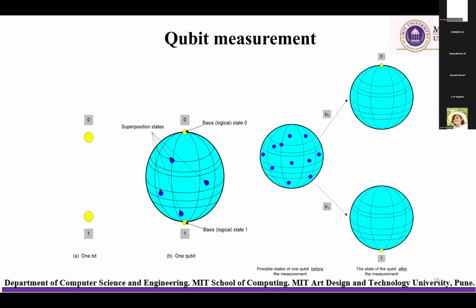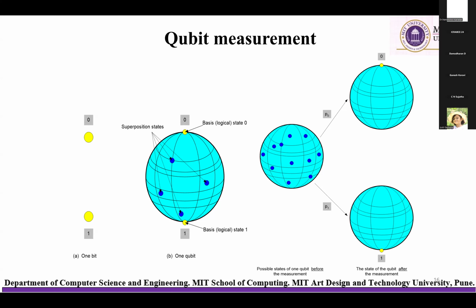In quantum computing, a qubit exists in superposition of states represented as points on the Bloch sphere, part B of the image. Before measurement, the qubit can be in any state on the surface of the sphere, corresponding to the combination of basis states 0 and 1, as shown in the superposition states.